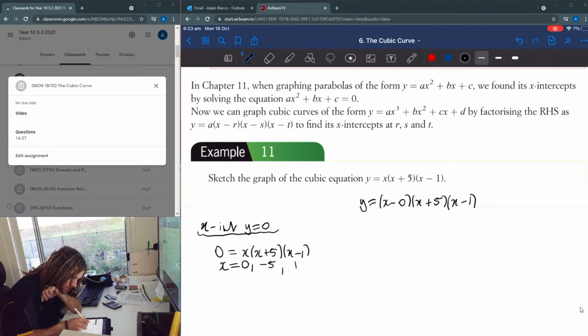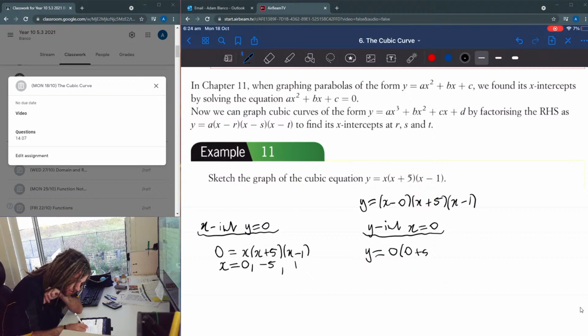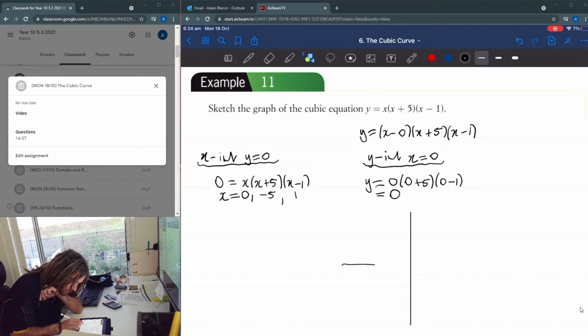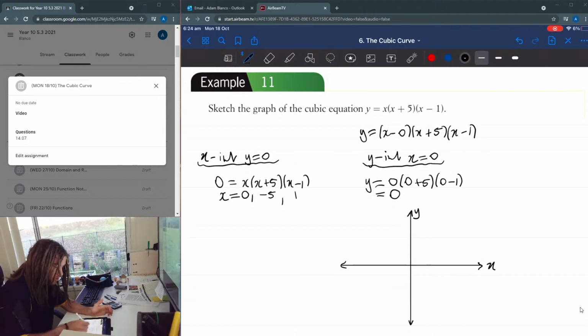I can find my y-intercept as well. So y-intercept, I make x equals 0. So when I make x equals 0, that gives me y equals 0 outside of, and the rest doesn't really matter because I'm multiplying by 0, but I'll write it anyway. Okay, so that's 0. And now I just start drawing it. So I'm going to put my graph here. Be careful about it. Okay, so x equals 0 and y equals 0, so that's there. X equals minus 5, we'll call that there, so minus 5. And then x equals 1, let's call that there.